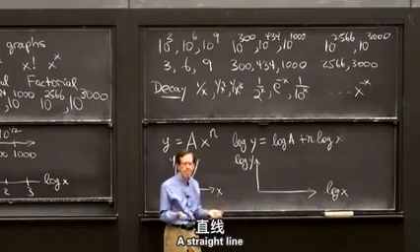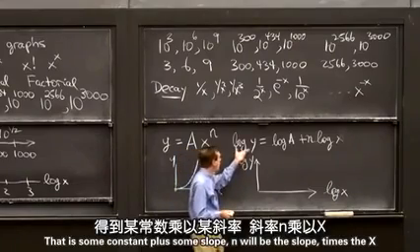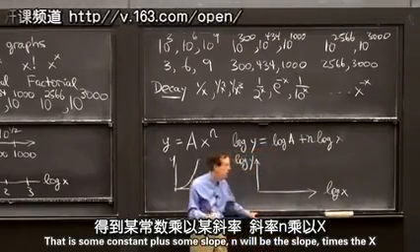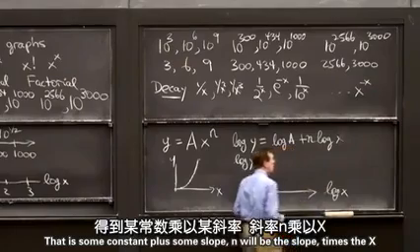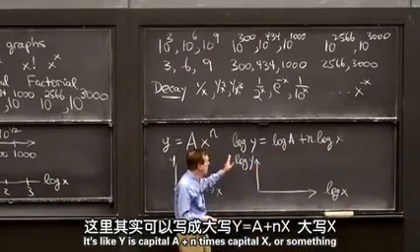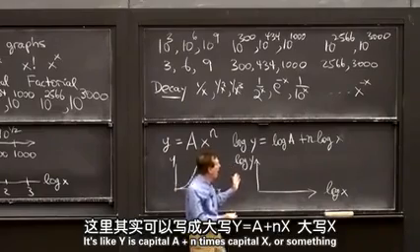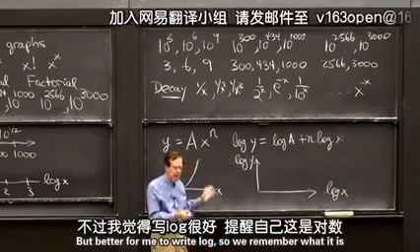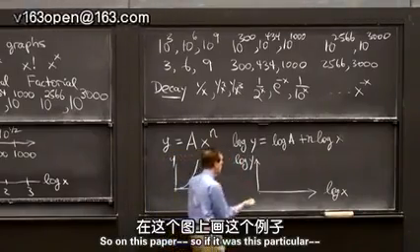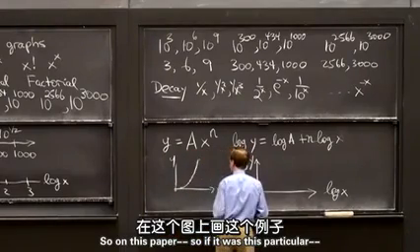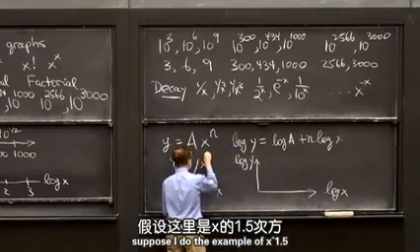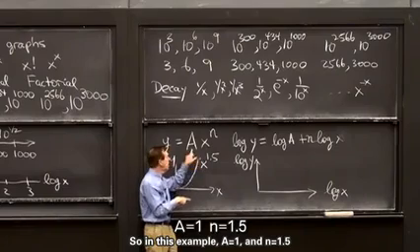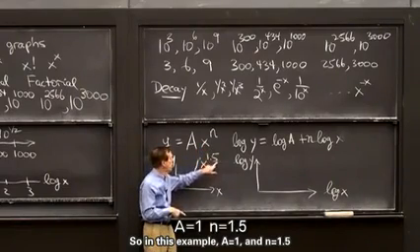A straight line. That is some constant plus some slope, n will be the slope, times the x. It's like capital Y is capital A plus n times capital X. But better for me to write log so we remember what it is. Suppose I did the example x to the 1.5. So in this example, a is 1 and n is 1.5.